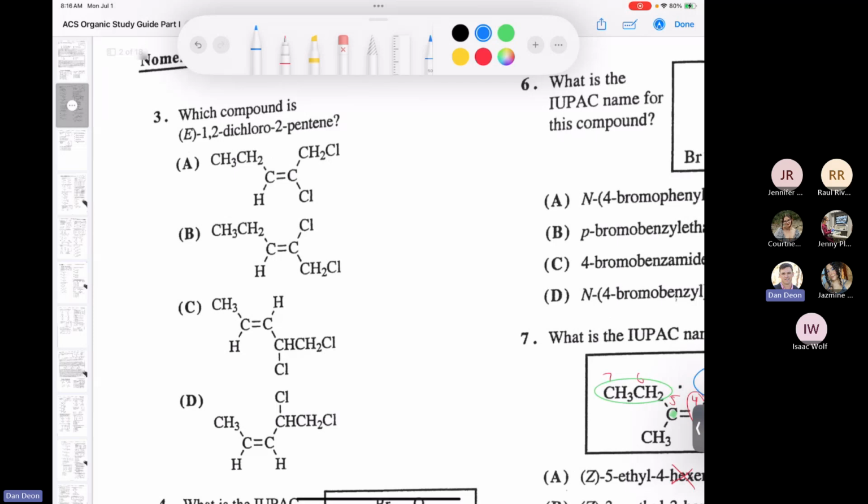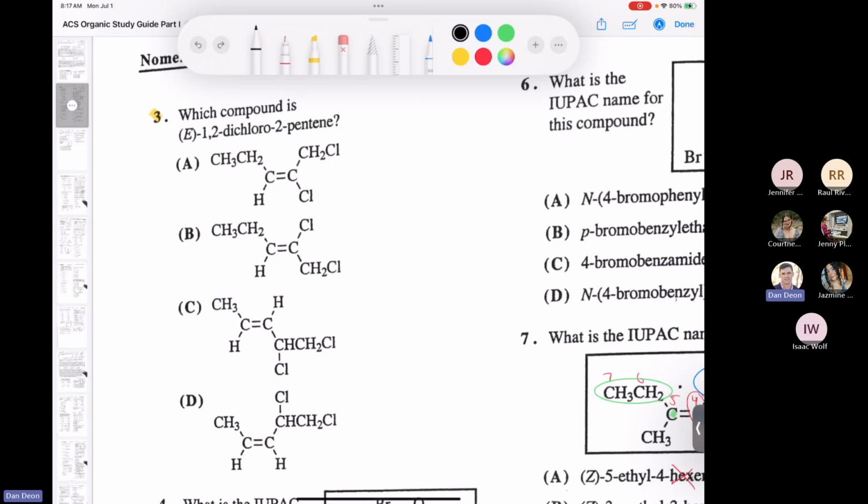naming alkenes. Okay, so question 3 is a great question. It just says, which compound is E-1,2-dichloro-2-pentene? I'd say there's a couple of ways you could solve this. You could either go through every single answer and say, okay, does this look reasonable? Something that I like to do sometimes is draw the compound myself and then compare my answer to the answers that are here.